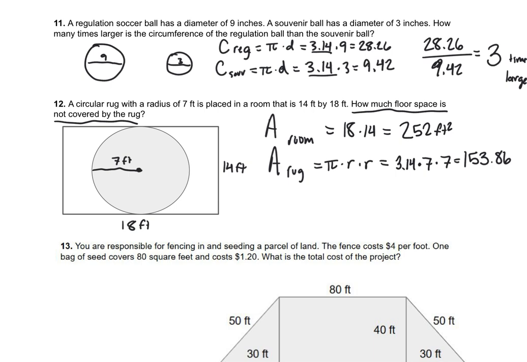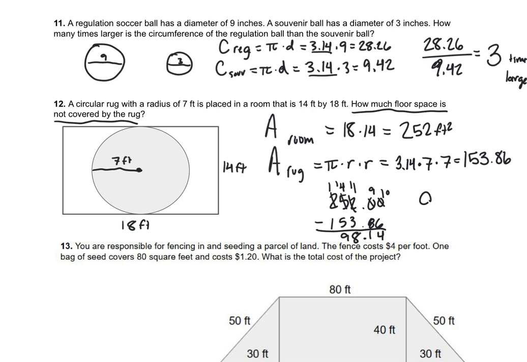Now, just like I said, if we want to look for how much is left over that isn't covered by the rug, we just need to subtract these two numbers. 252 goes on top, it's the bigger one. 153.86 on the bottom. I need to do some borrowing here. 9, 10. This is 4. This is 1. We need to borrow from our neighbor again. 8. One more time. 9, and that goes to 0.